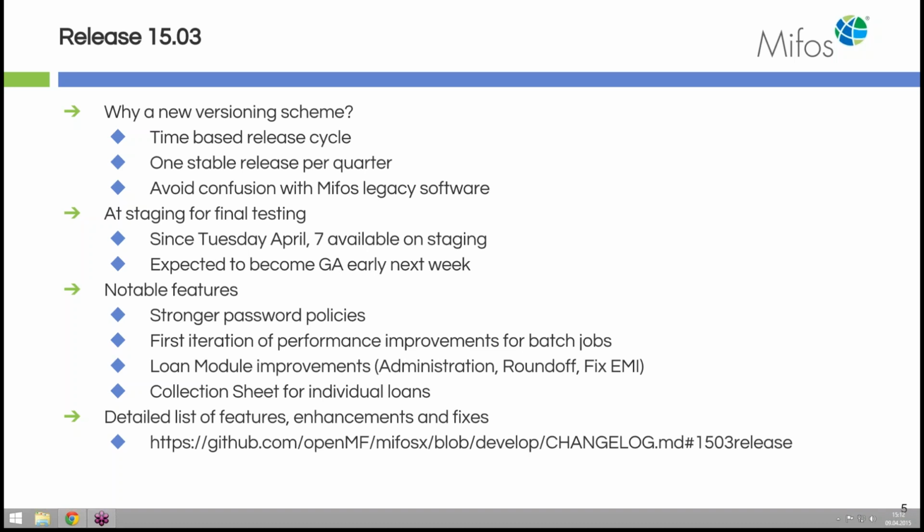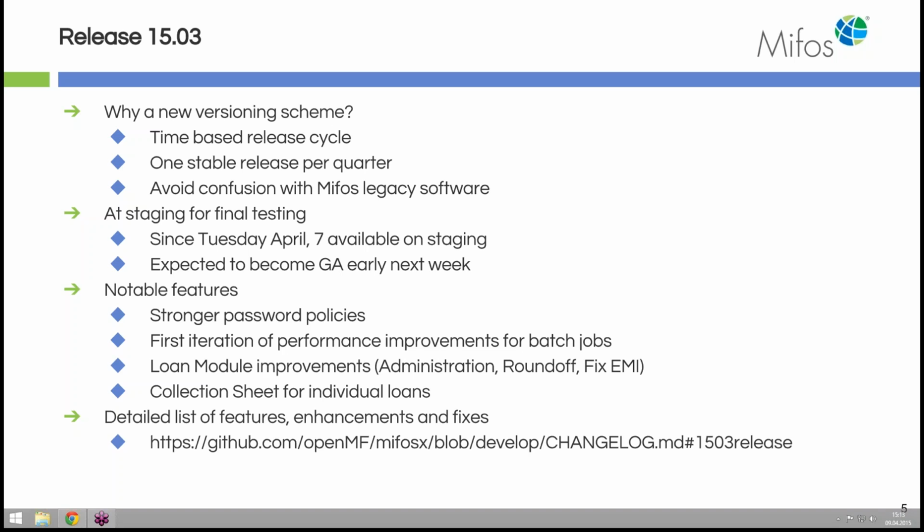So then we did some performance improvements for the batch jobs, the first iteration, and this is ongoing work for the next quarter. Then we also had some loan improvements in the area of the administration of loan modules, and also rounding off and fixing AMI. And besides that, we're able to make the collection sheet available also for individual loans instead of group loans.